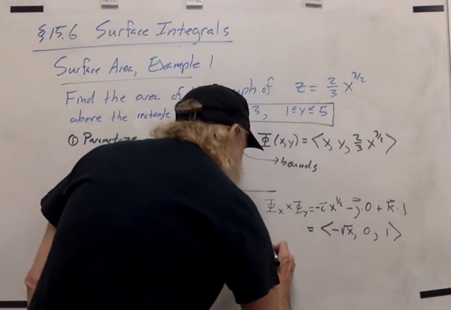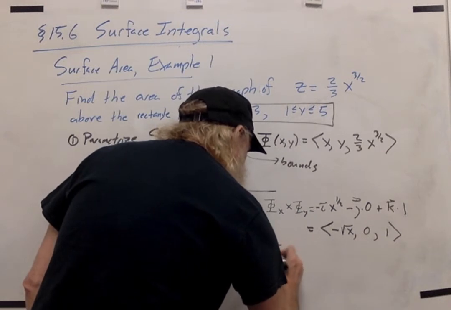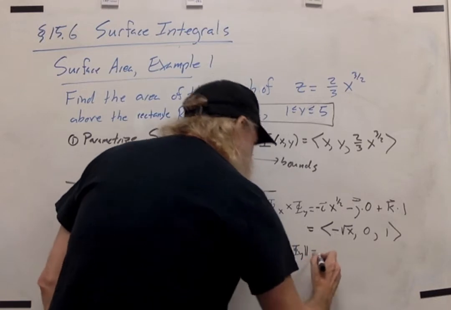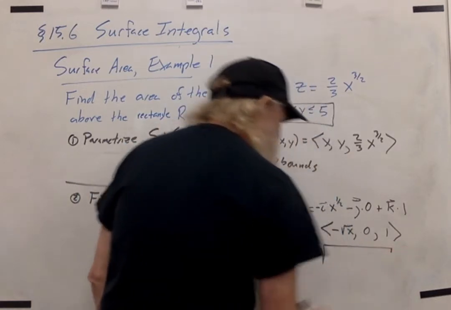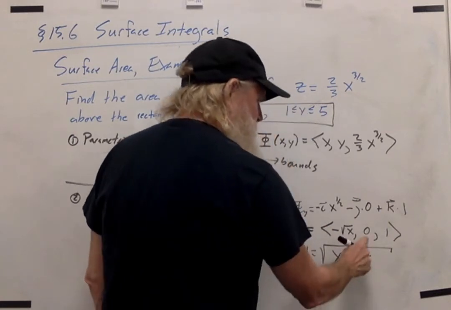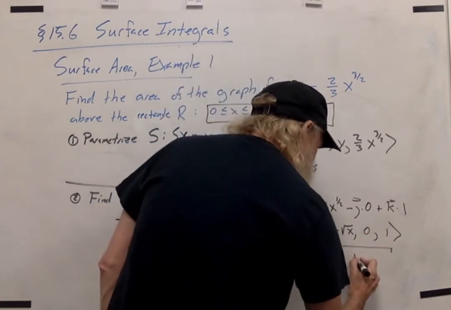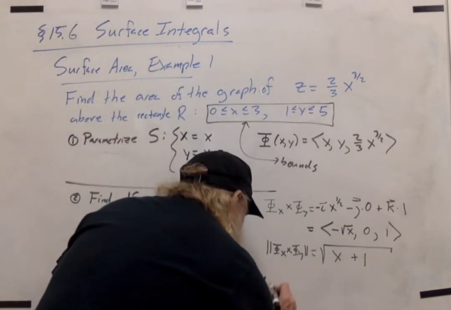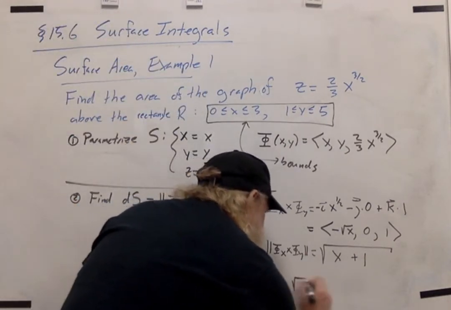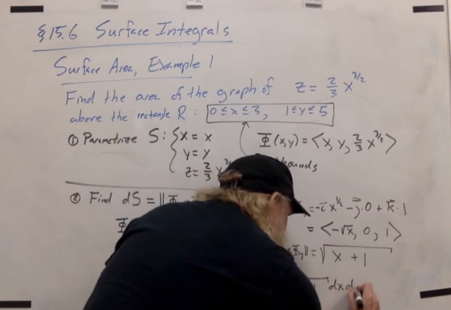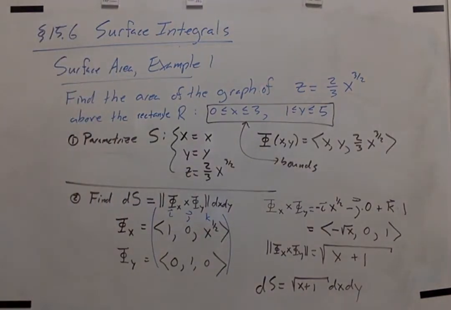And then finally, the magnitude of that is the square root of negative the square root of x squared, which is x, plus 0, plus 1 squared, which is 1. So our surface area element, dS, is the square root of x plus 1 dx dy. And that's the end of the second step.